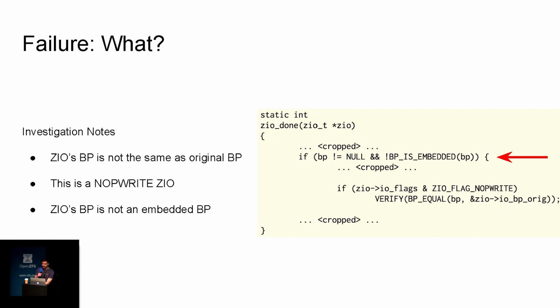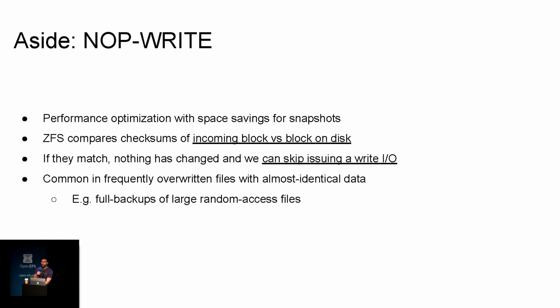Whatever that means. And also an extra note is that this block pointer that the ZIO is trying to issue is not an embedded block pointer. All right, so what do all these things mean?